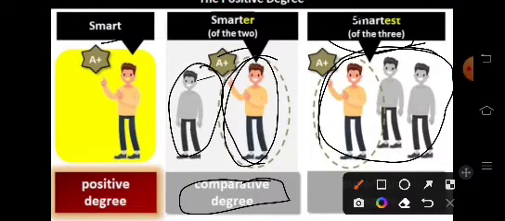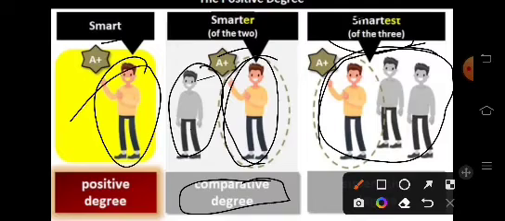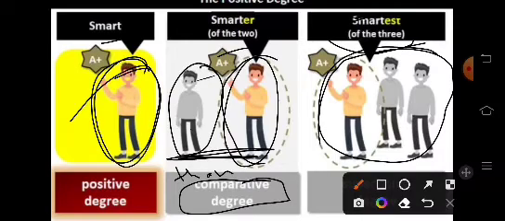The positive degree is used when no comparison is made, when we are giving some extra information about a single person, individual or thing. The comparative degree is used when the comparison is made between two, and the word frequently seen with it is than. And when the comparison is made among the entirety of something, we use the superlative degree, and the word that we often see in the sentence along with it is the.